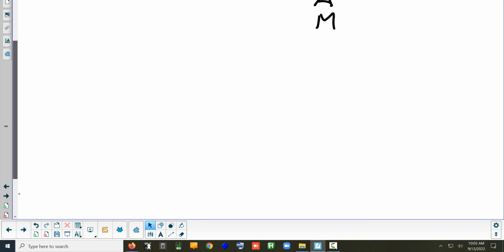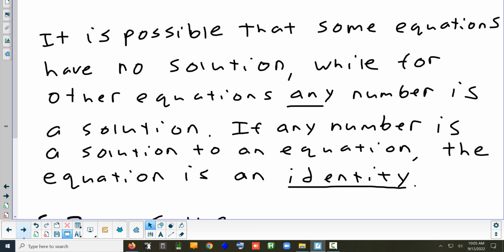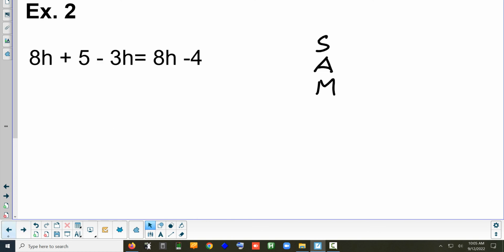Now, I know on your guided notes, the next thing you see is it's possible that some equations have, and there's some blanks to fill in. We'll fill those blanks in after. So just do example 2 at the bottom, and then we'll come back to filling in those blanks. So take a couple minutes, see if you can do it, and we'll walk around. If you get stuck, just let us know.